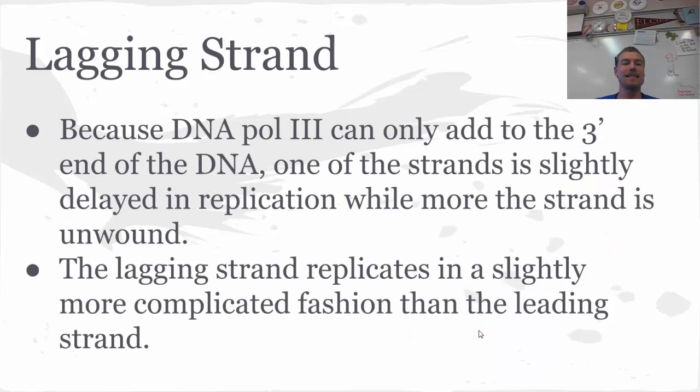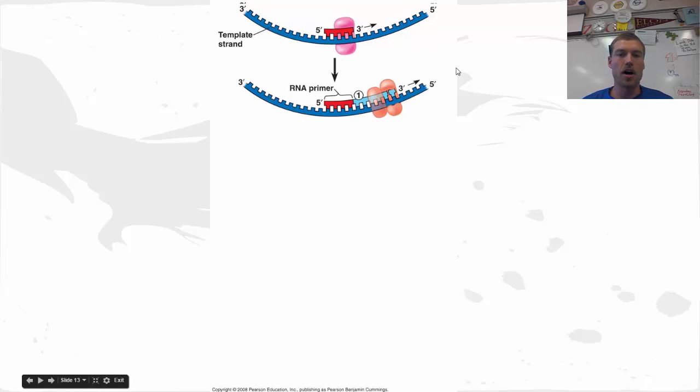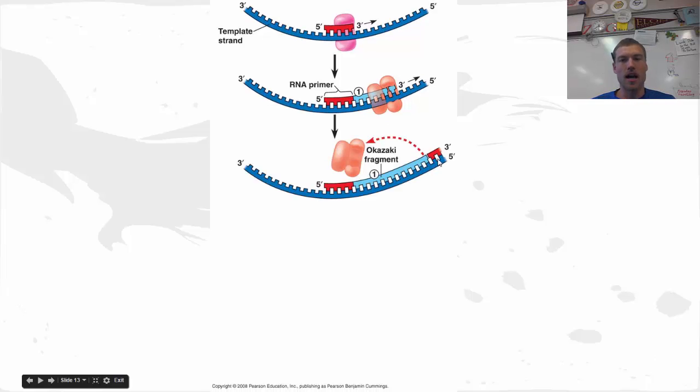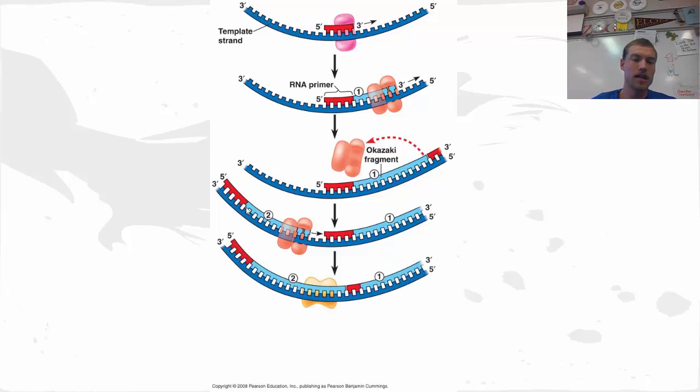Now, the lagging strand, because DNA polymerase 3 can only add in the 3' end of DNA, one of the strands is slightly delayed. That's the one we call the lagging strand, and it's a little bit more complicated because of that. So what happens is that, again, we add the RNA primer. The RNA primer will then allow DNA polymerase to bind. DNA polymerase begins adding on nucleotides. The DNA polymerase then reaches the next piece of RNA primer, and that is called an Okazaki fragment. It then pops off. A new RNA primer is added onto the other end. The DNA polymerase recognizes that, begins adding nucleotides until it reaches the next RNA primer, and it will then come back around.